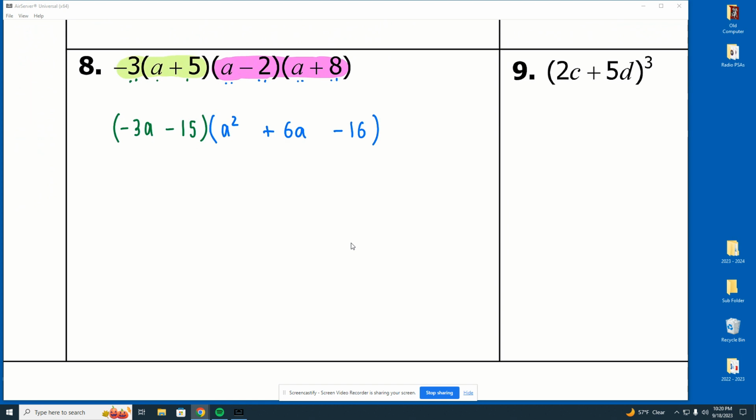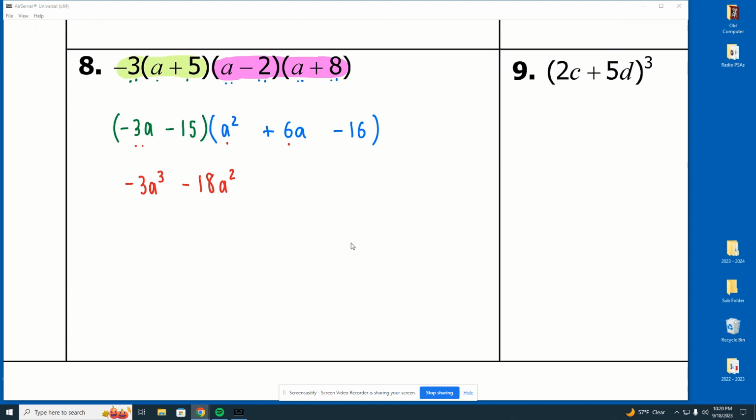We're going to multiply first negative 3a times a squared. So negative 3 times, that's an understood 1, is negative 3a to the third. Look, a times a squared, a cubed. Then negative 3a times positive 6a. Negative 3 times positive 6 is negative 18, and a times a is a squared.